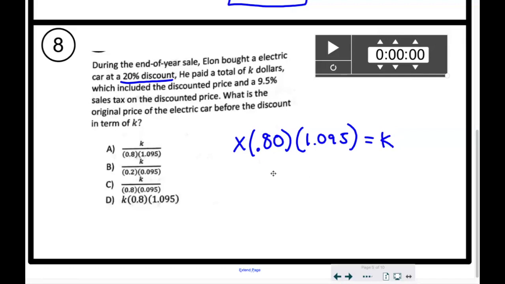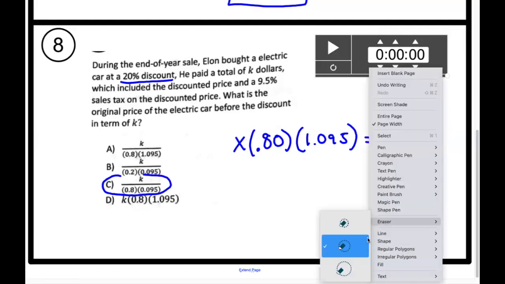So if we think about the way that we would get the original price by itself in terms of K, it would just be K divided by these numbers. So that gives us C. And that, oh, my bad. That is not right. The answer is A. I just looked at the wrong one.